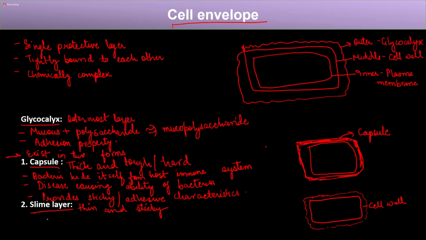And what is the role of the slimy layer? The function of the slimy layer is to prevent loss of water and nutrient from the cell. So it acts as a barrier which prevents the loss of water and nutrient from the cells. Okay, so the cell envelope basically has three parts: the glycocalyx, cell wall, and plasma membrane, among which we studied in detail the glycocalyx, what it is made up of and in what form it exists.